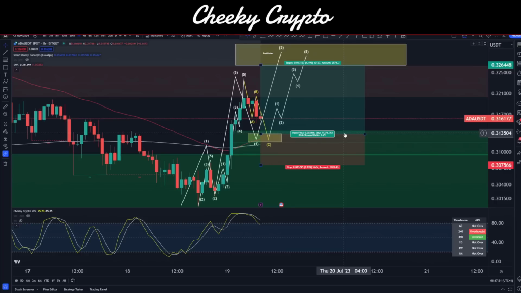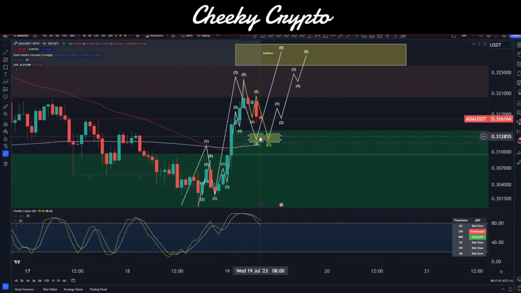Now, Bitcoin's the only one that might be kind of a hindrance to this. It might actually create invalidations, just because Bitcoin looks like it wants to move down a little bit more. But maybe it can hold up quite well against Bitcoin. We'll see. But for now, that's kind of where my thoughts are.